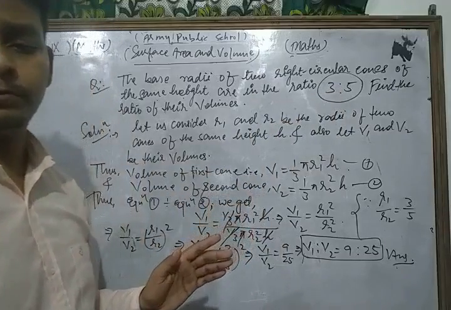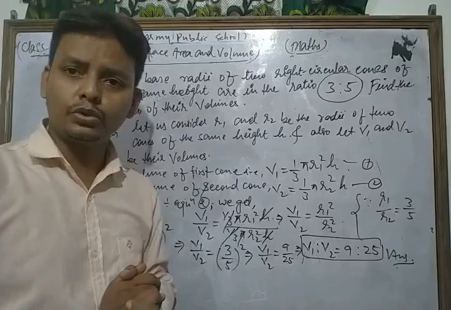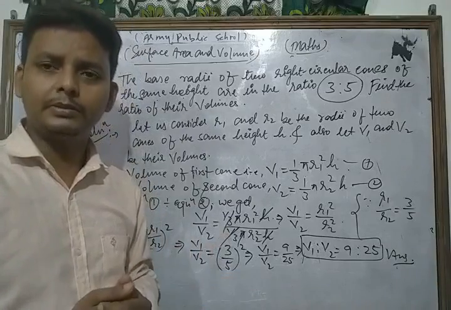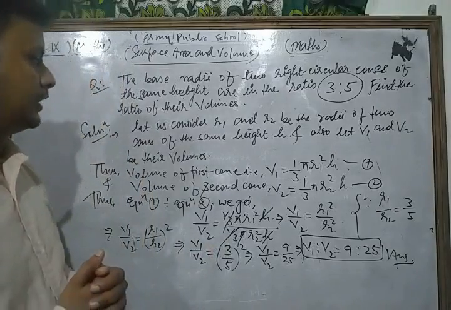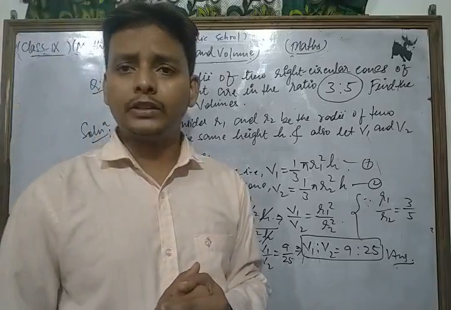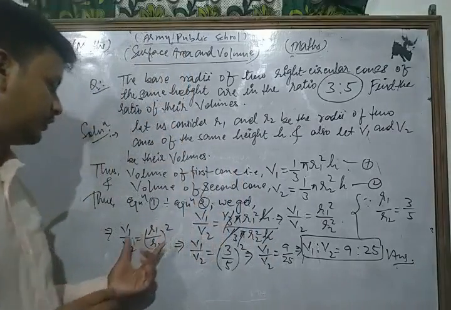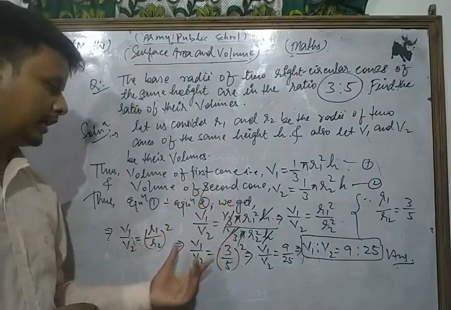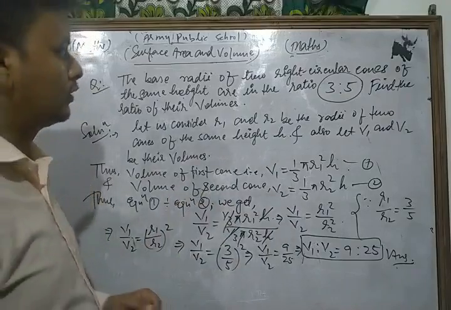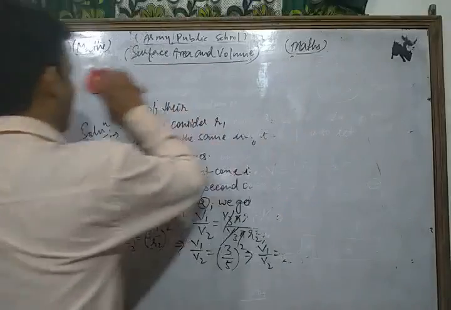First of all we take r1 and r2 as the radii of the two cones, h as the common height, and V1 and V2 as the volumes of these cones. After that we apply the formula for the cone, which you know very well, then we divide both formulas and get our result. Dear friends, in this way you can solve this type of question based on surface areas and volumes.